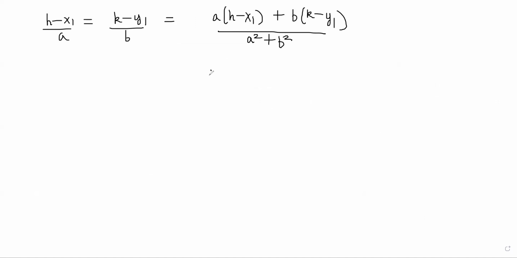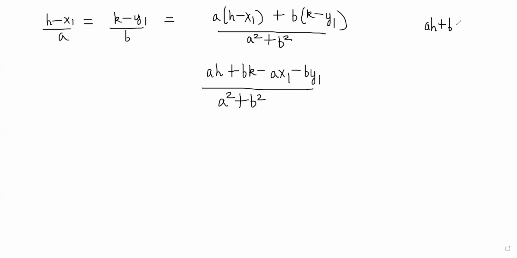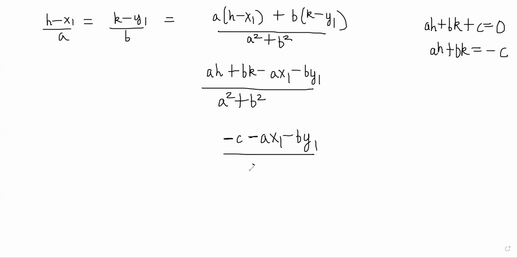And let's simplify this stuff. AH plus BK minus AX1 minus BY1 by a square plus b square. And notice in the beginning we had said that the point h comma k lies on the line. So AH plus BK plus C is 0. So AH plus BK was equal to minus C. So this stuff can be written as minus C minus AX1 minus BY1 by A square plus B square, right?